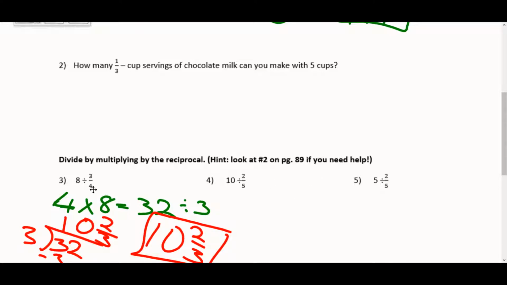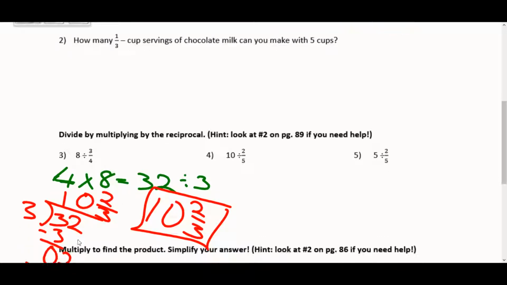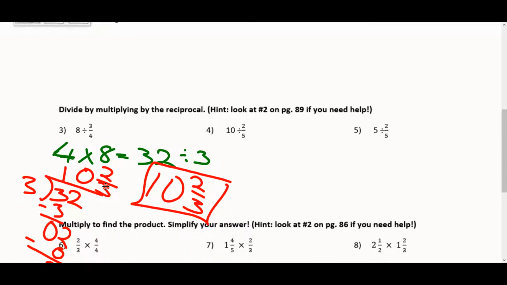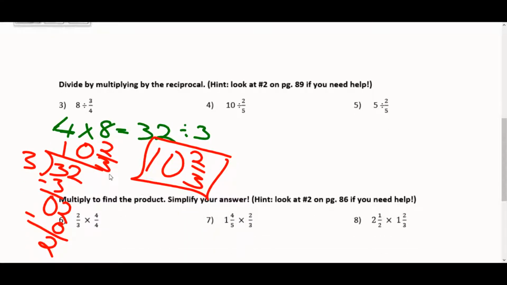Well, we could use our pattern. We could do 4 times 8, which is what I show here in green, and then divide it by 3. So 4 times 8 is 32 divided by 3. Doesn't go evenly, does it? So we come over here, and we put 32 in here and divide it by 3. 3 goes into 32 10 times, and 2 left over. And remember, when we're dealing with fractions, the remainder gets put over the denominator. So it would be 10 and 2/3 would be our answer.